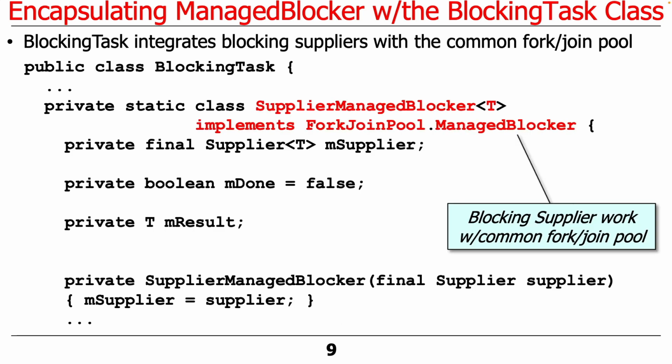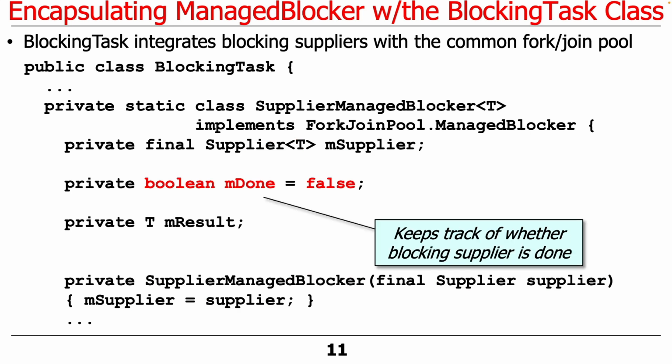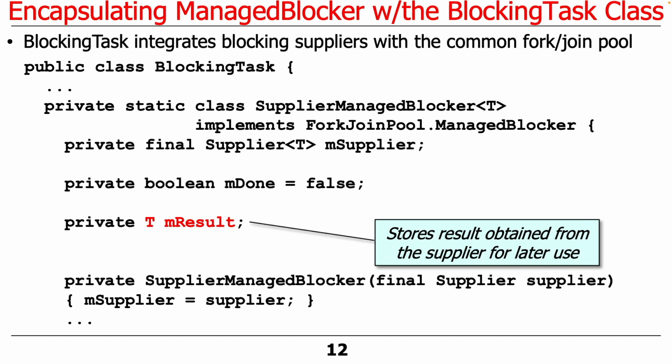So let's take a look now at the SupplierManagedBlocker class, which implements the ManagedBlocker interface, which is a nested interface in the ForkJoinPool. And you'll see here we have a supplier, which is tucked away, and the constructor just stores the supplier parameter into the mSupplier field. We have a couple other fields here. We have something that keeps track of whether we're done or not. We also have something that keeps track of the result.